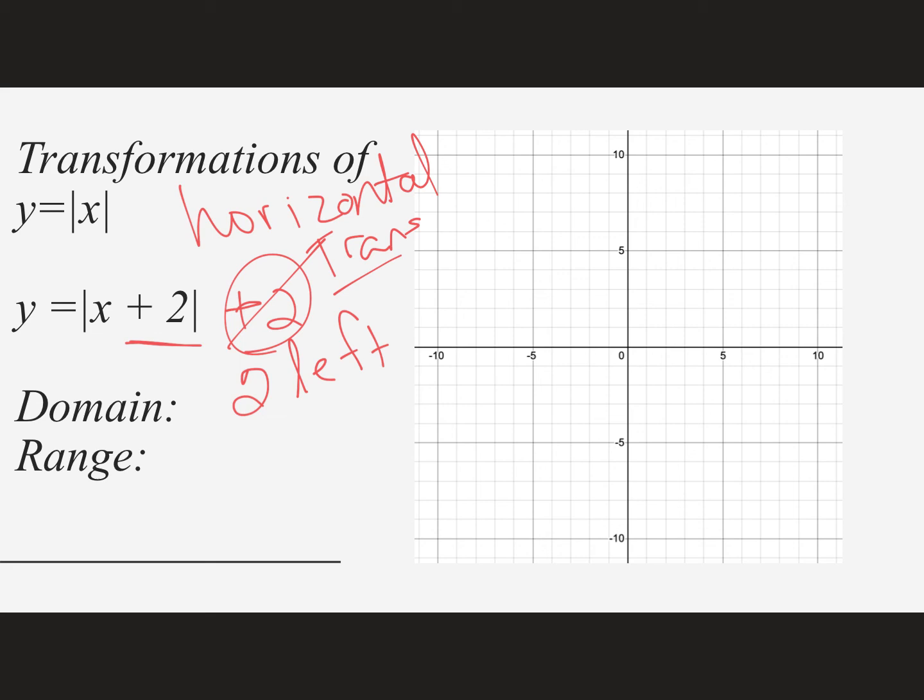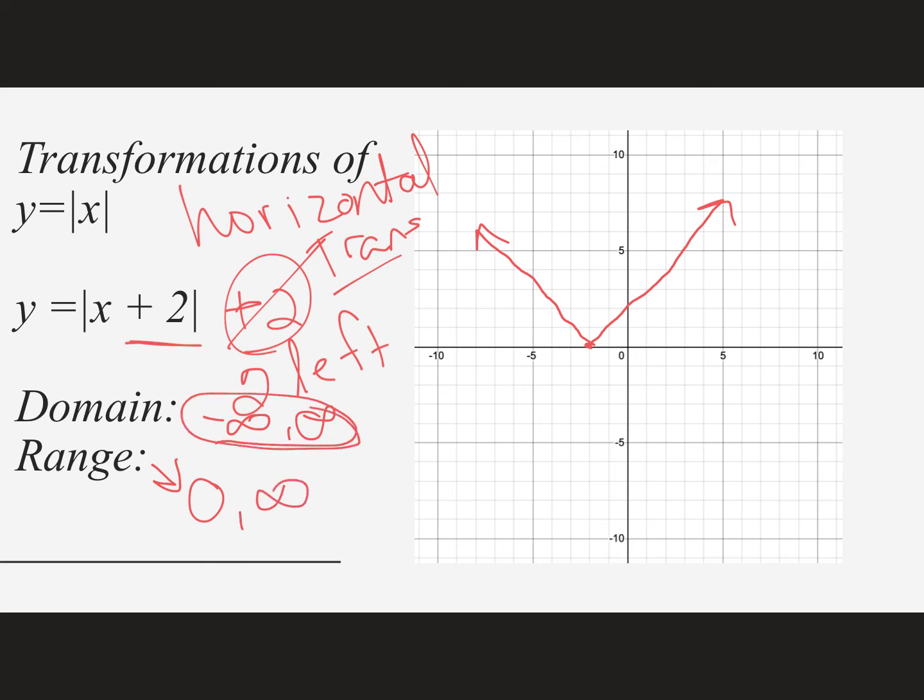So instead of starting at 0, 0, I'm going to be starting at negative 2, 0. So I start right here. I have the same slope, but I started at negative 2. So my domain is still going to be negative infinity to infinity. My range is going to be 0 to infinity. Notice that when I transform horizontally, it does not change my domain, and my range still has to have my minimum or maximum value, and then infinity on the other end.